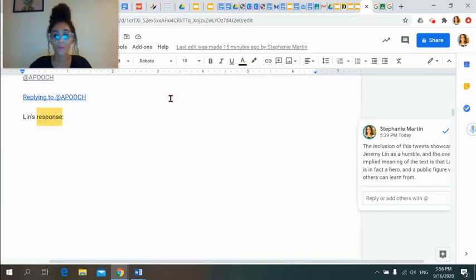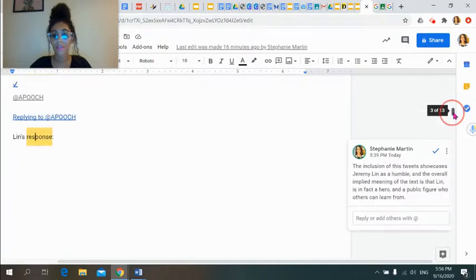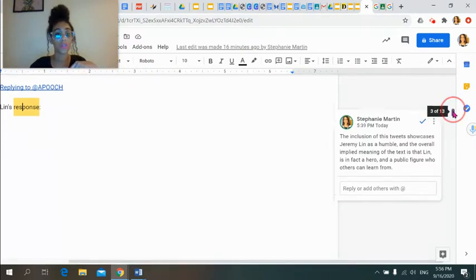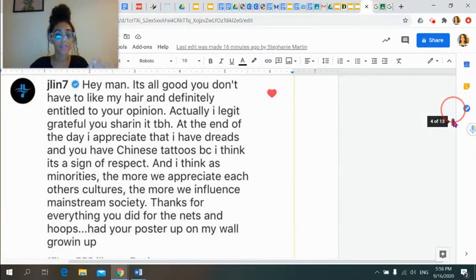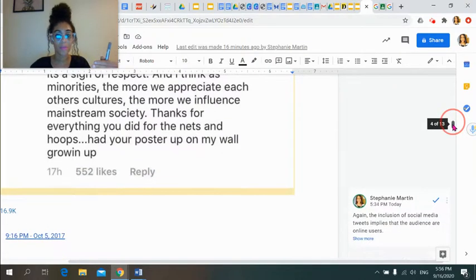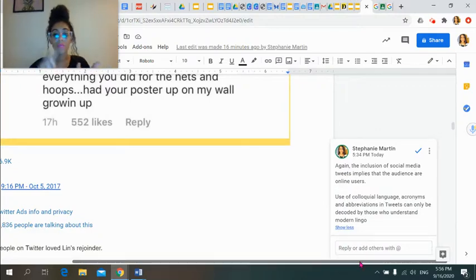Now, you'll notice that there are a whole bunch of tweets as you continue to make your way through this text. So the inclusion of the tweets here, going back to structure, works to showcase Jeremy Lin as a humble person, and the overall implied meaning of the text is that Lin is actually a hero, someone who we should all look up to and learn from in terms of the way that he's handled this negative situation. By showing us what he wrote word for word, it allows us to perceive Jeremy Lin in this humble light.